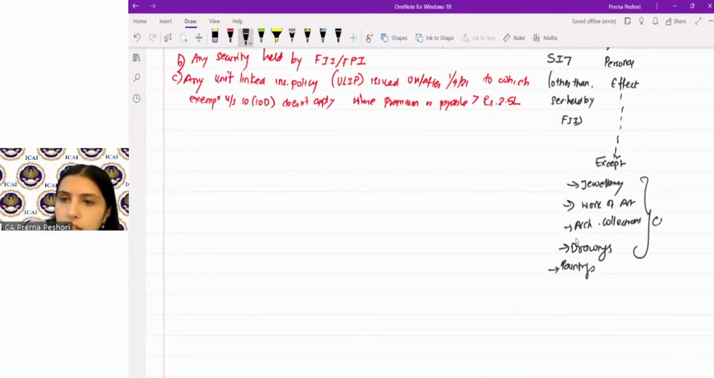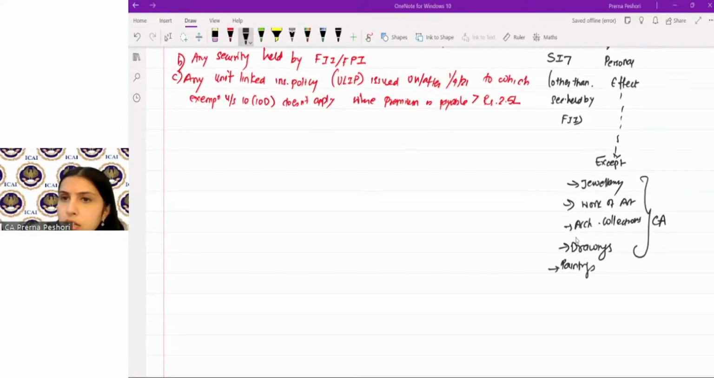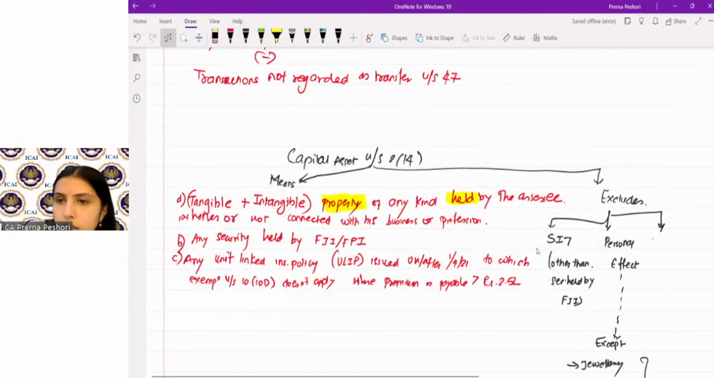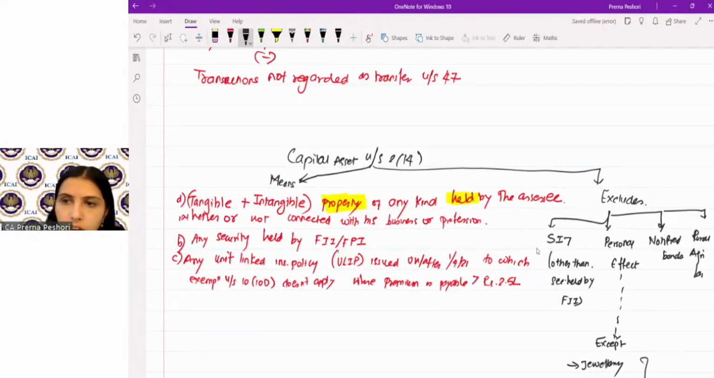So these are considered as capital asset, right? Then certain notified bonds, for example, 6.5% gold bonds, defense bonds, special bearer bonds, gold deposit bonds, right? Those are excluded. And finally, rural agricultural land. Now, what is rural agricultural land?